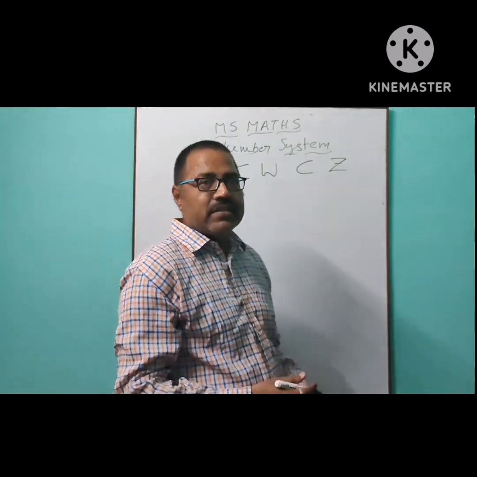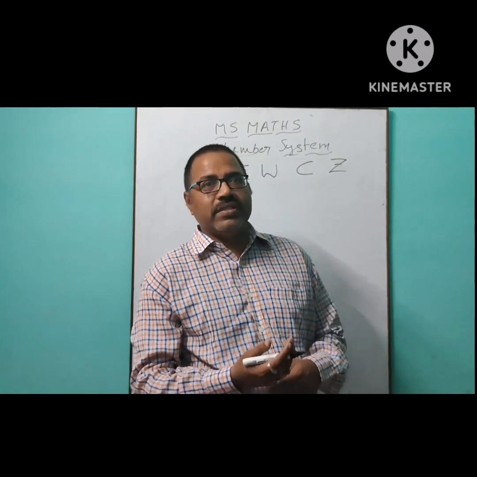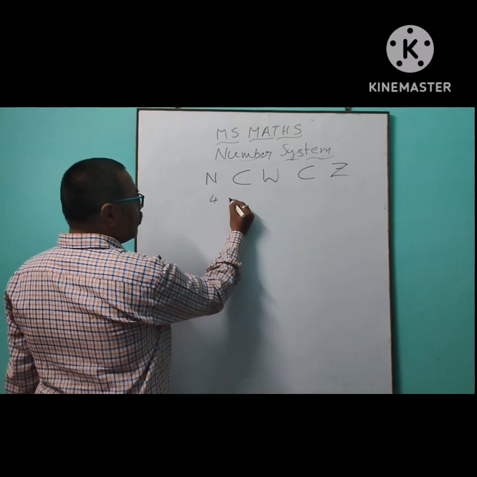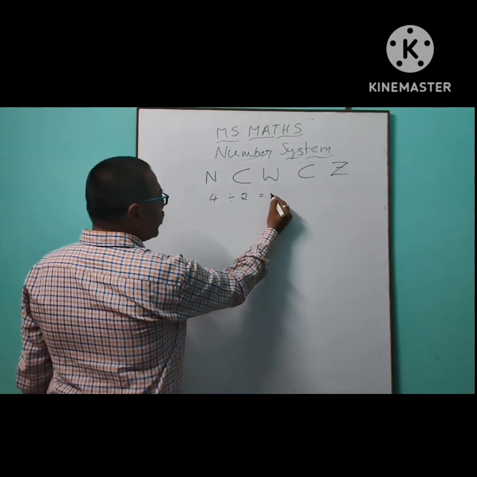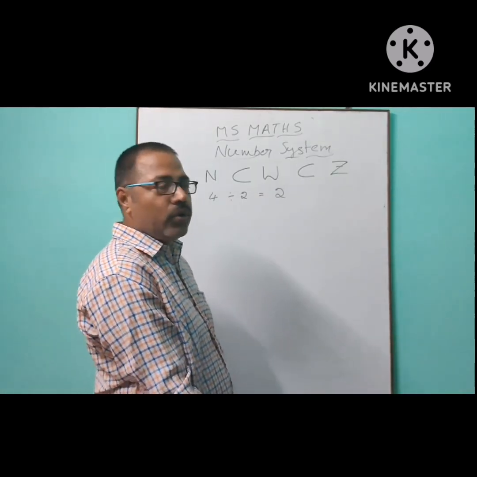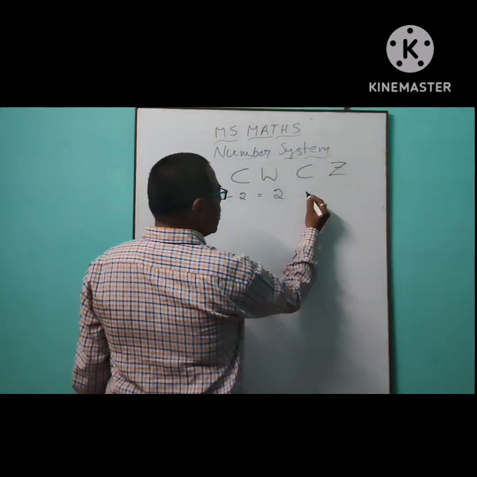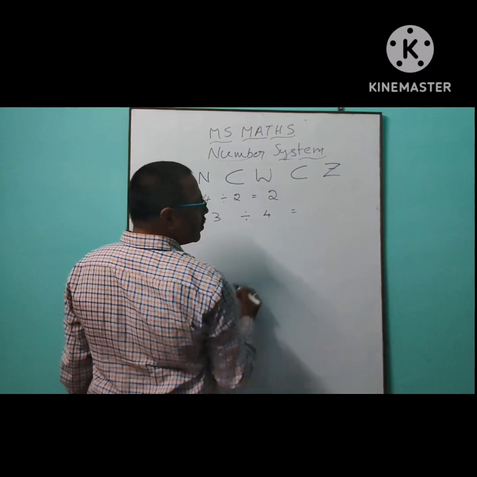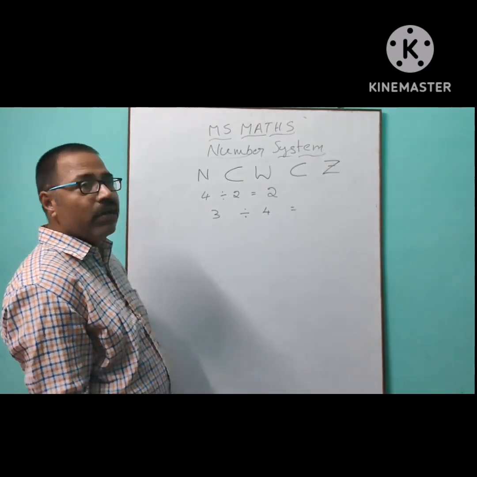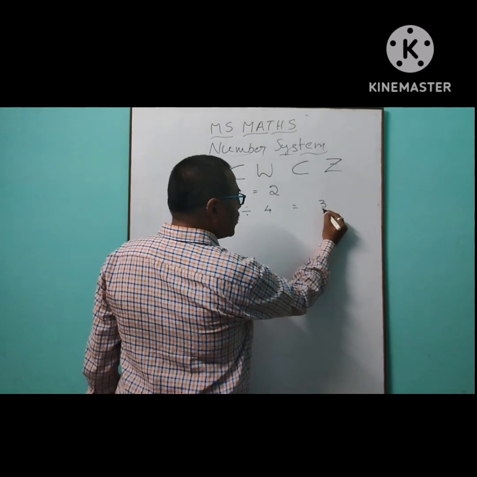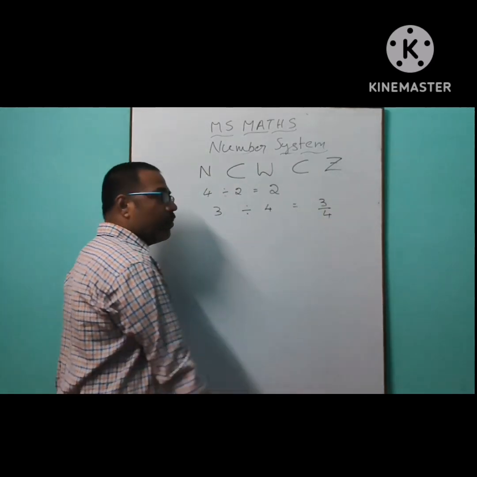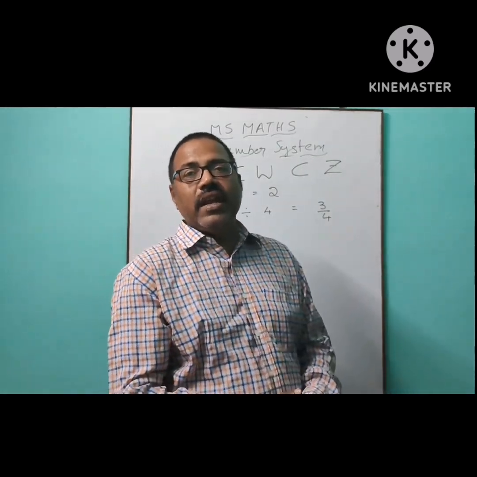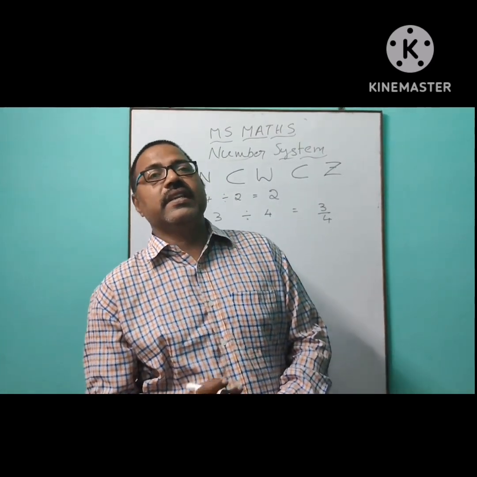I already told you, as there is a need, we try to extend our number system, children. So if I ask you, let us divide 4 by 2, what answer do you get? The quotient is 2. Suppose I ask you, let us divide 3 by 4. What will be the quotient? You get the quotient as 3 by 4. We don't have such numbers, so there is a need to extend our number system.